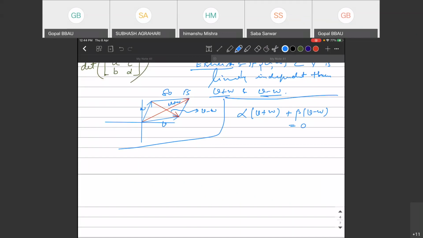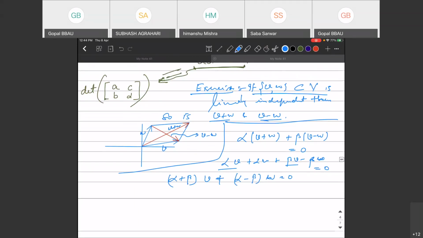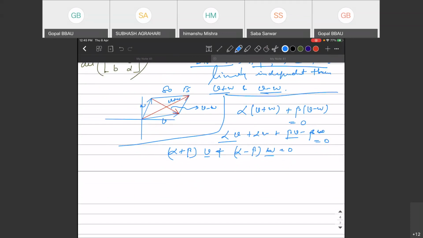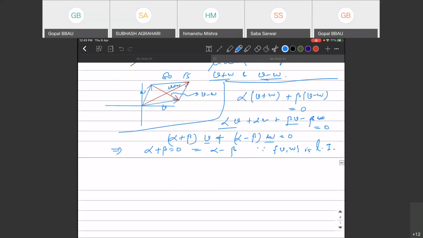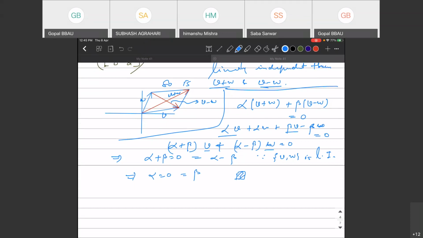Okay, so from the axioms of a vector space, this will be alpha V plus alpha W plus beta V minus beta W equal to 0. Okay, take these two: (alpha plus beta) V plus (alpha minus beta) W equal to 0. But it is given that V, W is linearly independent. So whatever linear combination you take, their coefficient will be 0. So this implies alpha plus beta equal to 0, and the same thing with alpha minus beta, since V comma W is linearly independent. Correct? But this gives alpha equal to 0 and beta equal to 0. And we are done. This implies V plus W and V minus W are linearly independent.